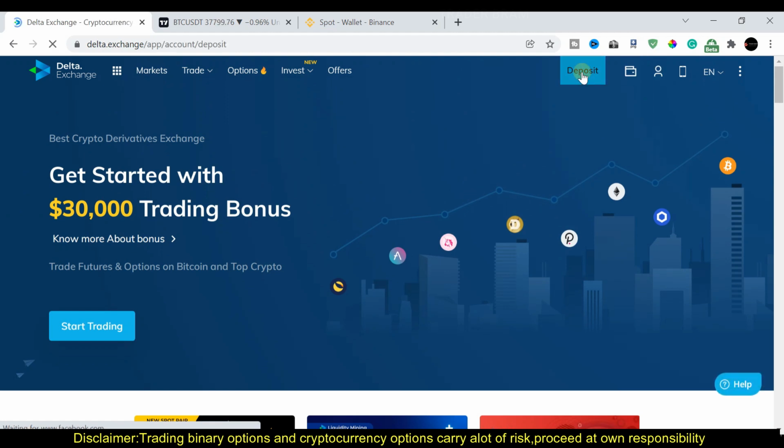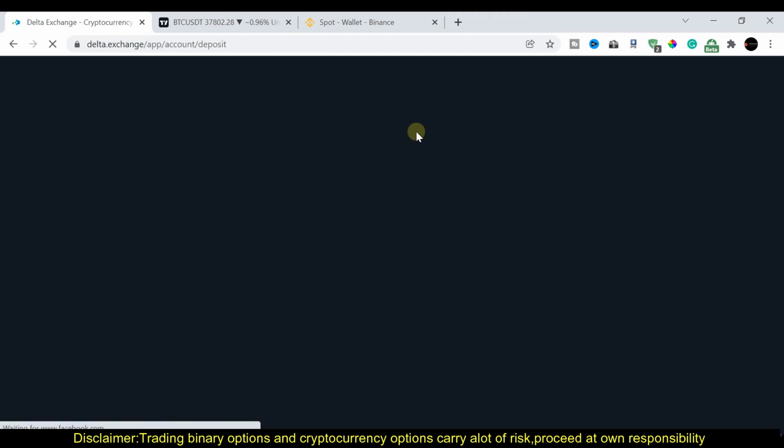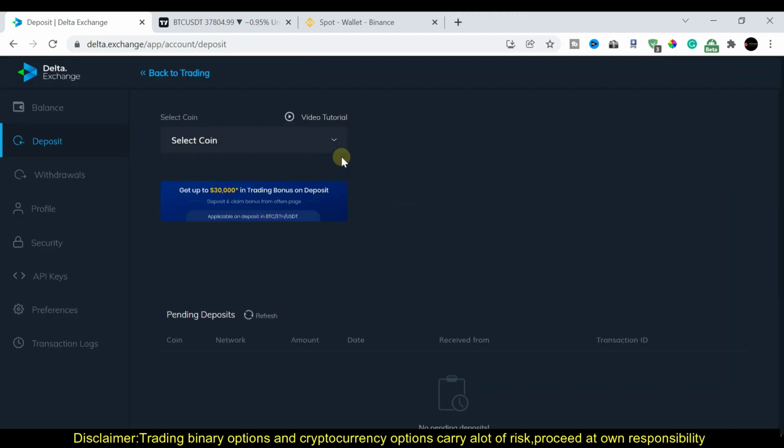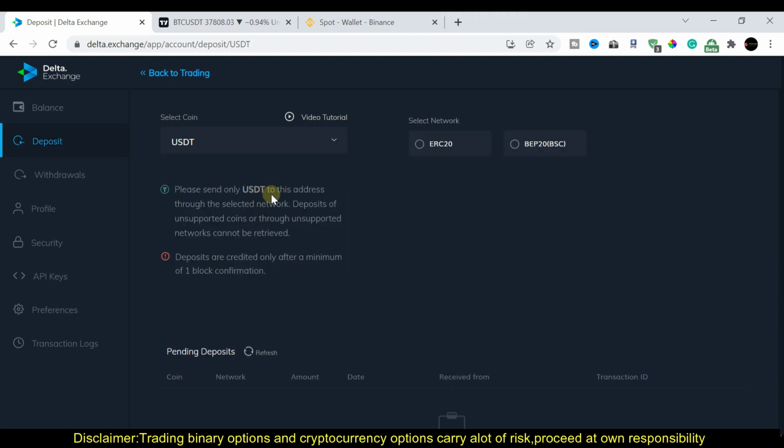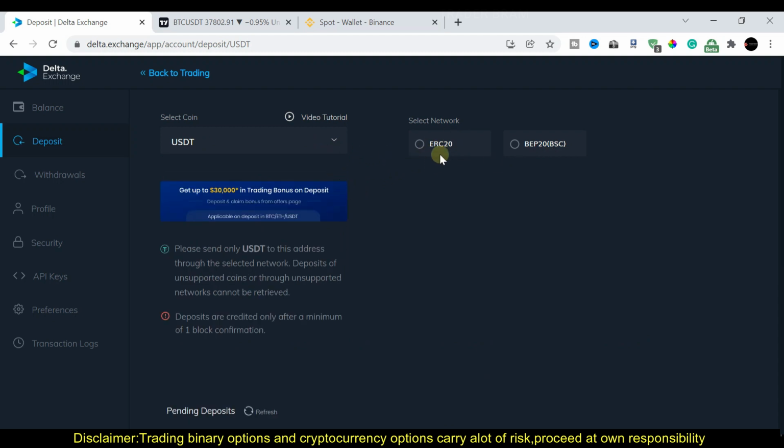Just click on deposit and you will be redirected to this area. From this area, you can select the coin that you want to deposit. Currently, we can deposit Bitcoin, USDT, DETO, Ethereum, and XRP. For you to deposit the USDT, you can choose between these 2 networks. You need to make sure that you are depositing the right crypto to the right address.